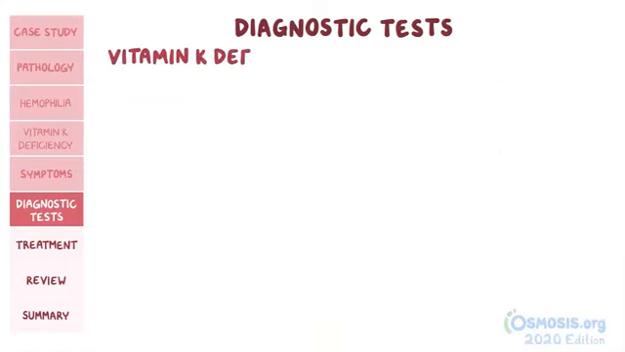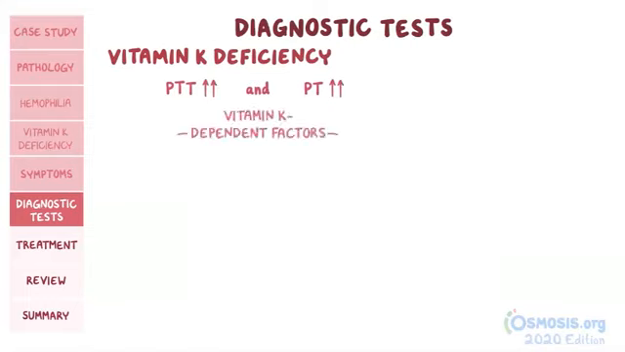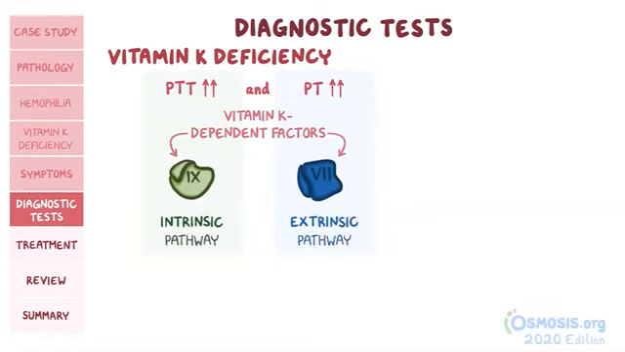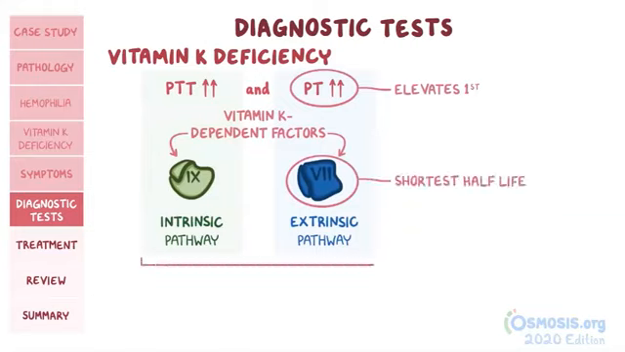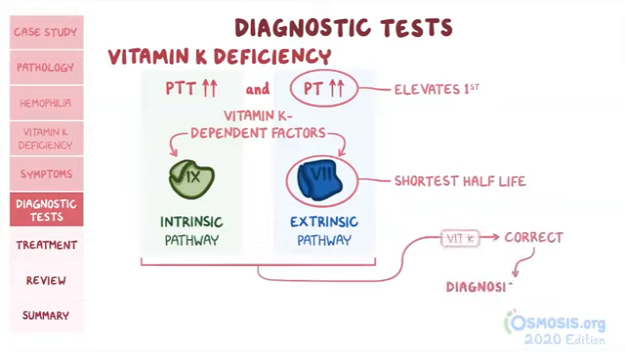In vitamin K deficiency, both PTT and PT are elevated since vitamin K-dependent factors are involved in both intrinsic and extrinsic pathways. PT usually elevates first, since factor 7, which is part of the extrinsic pathway, has the shortest half-life. Now, if PTT and PT correct in response to giving vitamin K, the diagnosis can be confirmed.